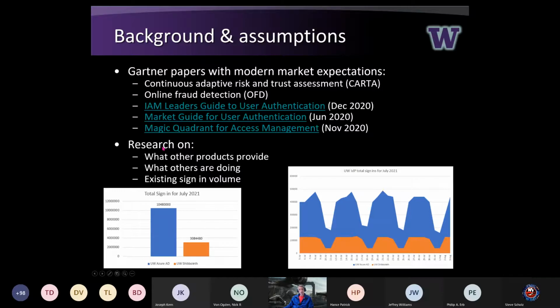In addition, we did some research on what other products provide, what others are doing in this space, and then our existing sign-in volume. And so I've got a couple charts here. I focused on a single month for us, July this year. And as you can see, our Azure AD actually has about 3 times the volume of our YouTube Shib, which was, I think, a surprise for almost everyone who's seen these.